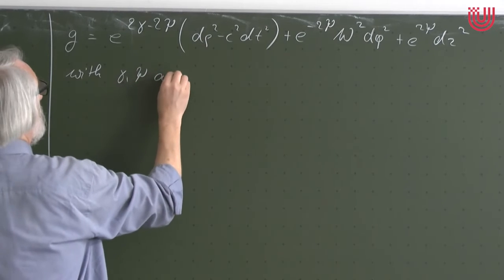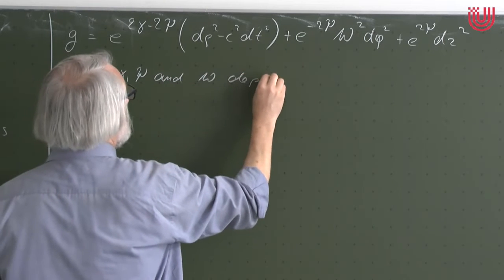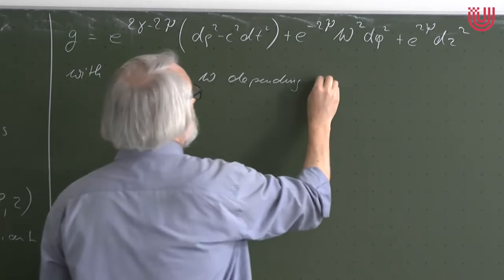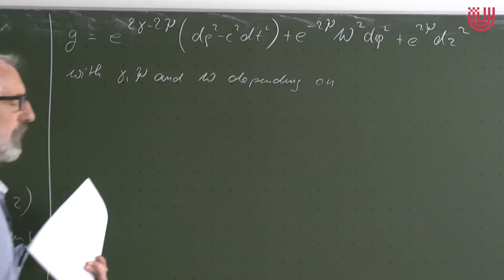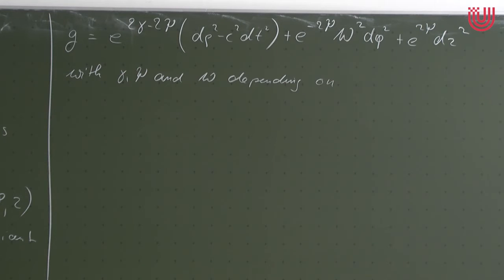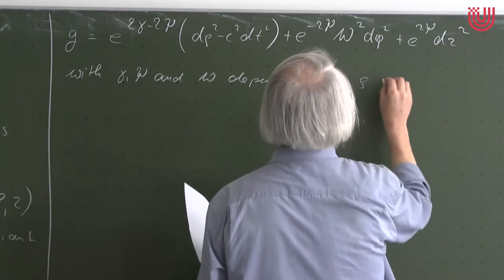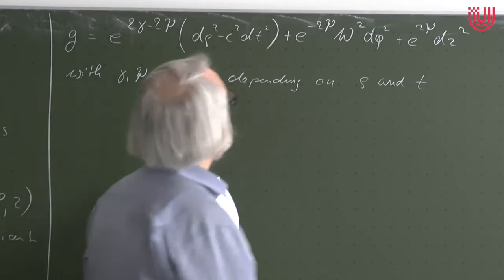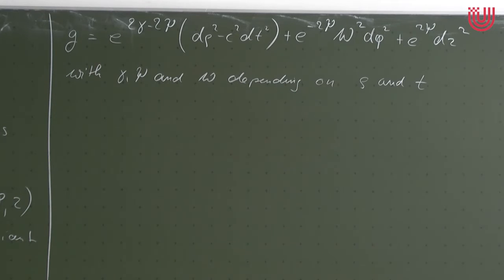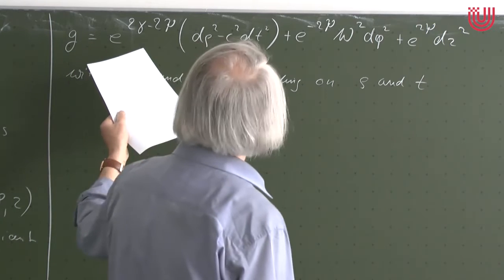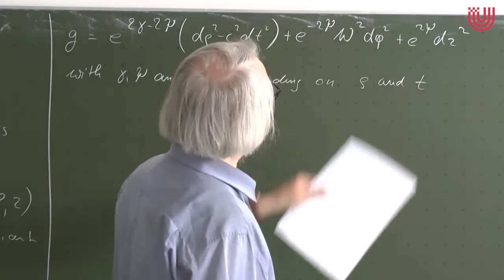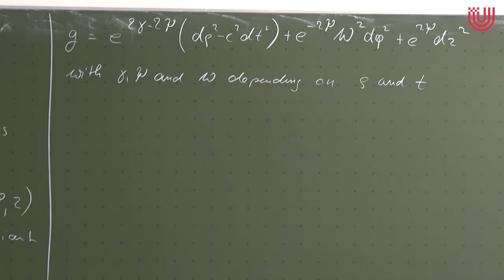With gamma, psi, and w depending on, well, in the Weyl case, they were depending on rho and z. These were the coordinates with respect to which I have no symmetry. Now I have z replaced by t, so they must depend on rho and t. So these are the two coordinates with respect to which I have no symmetry. So you see the metric coefficients are independent of phi and of z. So this reflects cylindrical symmetry.